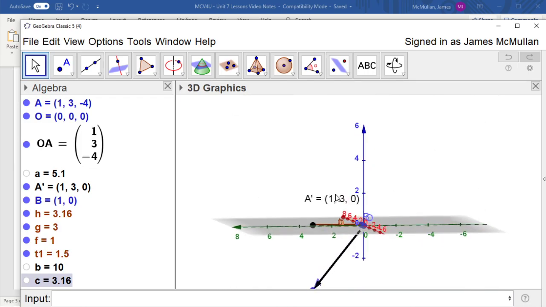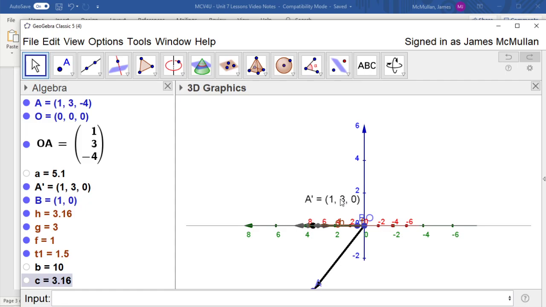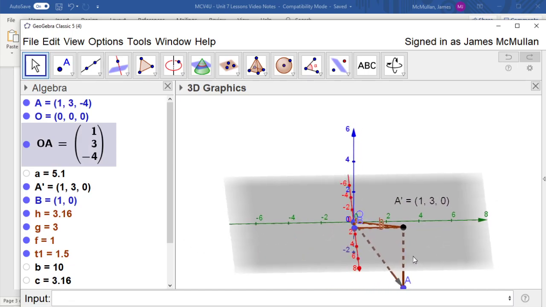Now, let's look at the thing again, except this time let's look at it directly from the side so that we have this second right triangle. And let's draw a polygon, O, A, A prime, right? And now we have a second triangle.